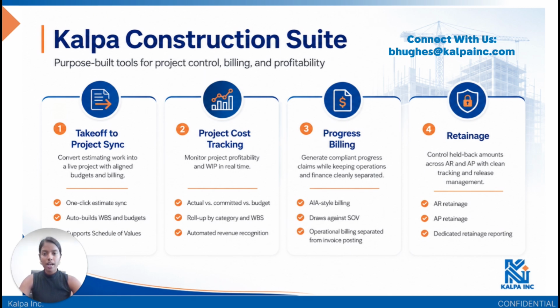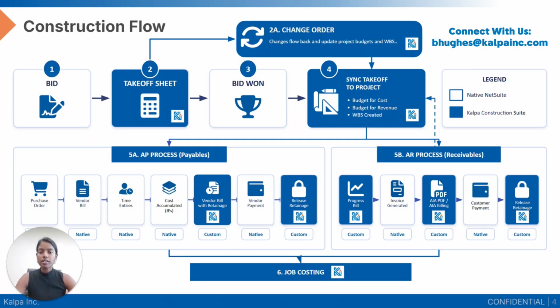But before we do that, let's try to understand how these products fit into the NetSuite ecosystem. This is the overall construction flow. The boxes in white are native NetSuite. The boxes in blue are the Kalpa solution. And I'm going to be taking you through these examples directly in NetSuite. Let's start off by looking at the takeoff sheet.